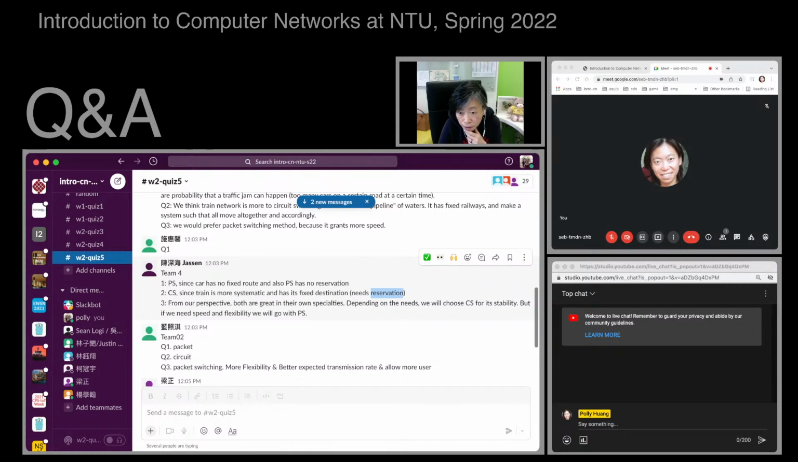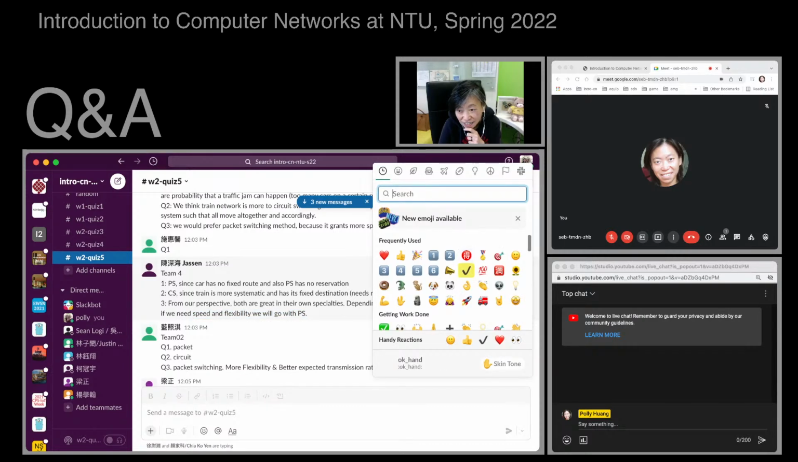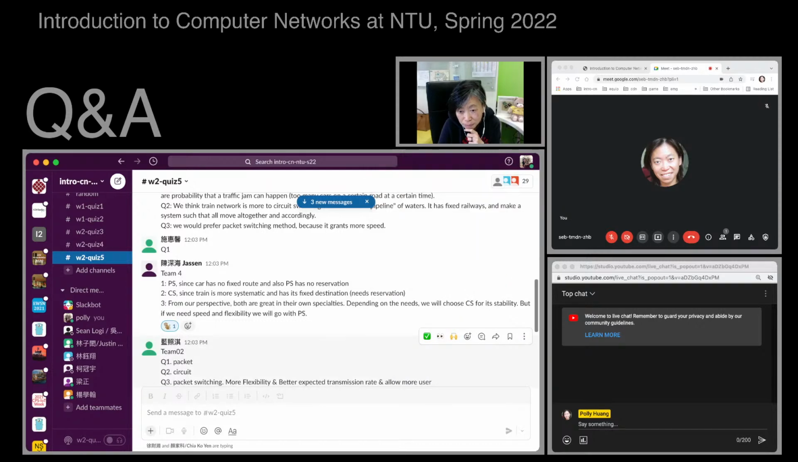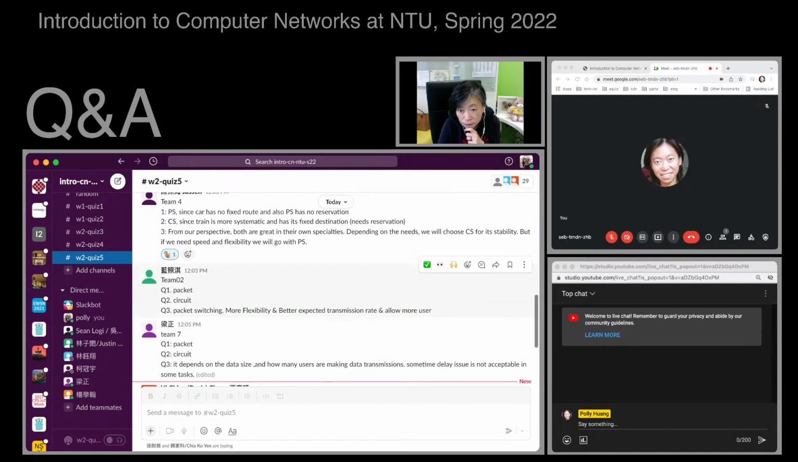Team 4 thinks both are great. That's a good answer. Depending on the needs, perfect. You've got it. If you wish stability, long-term sustainability, circuit switching. But if you are having small amount of data, short connection, flexibility, then packet switching. Very good, very well done there.